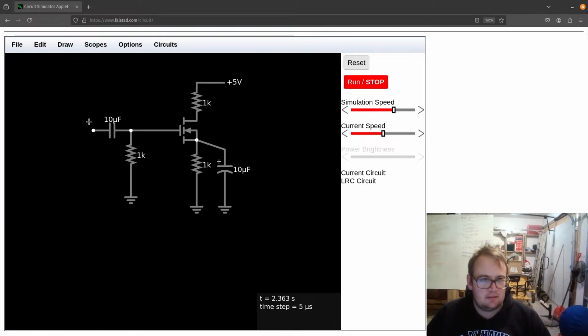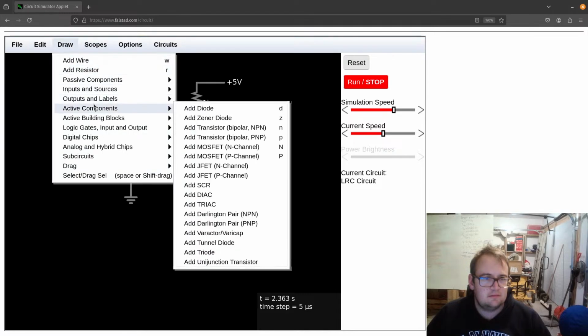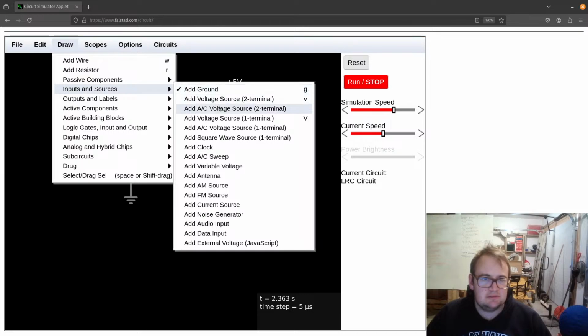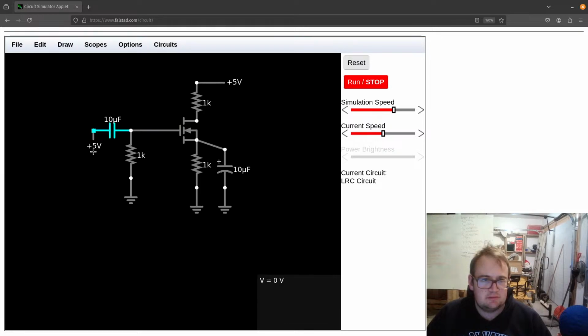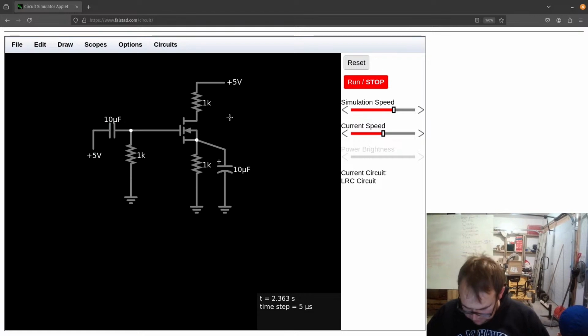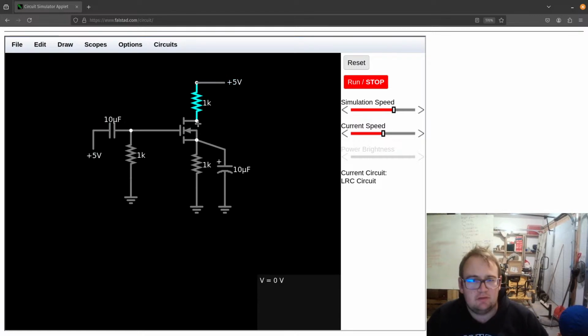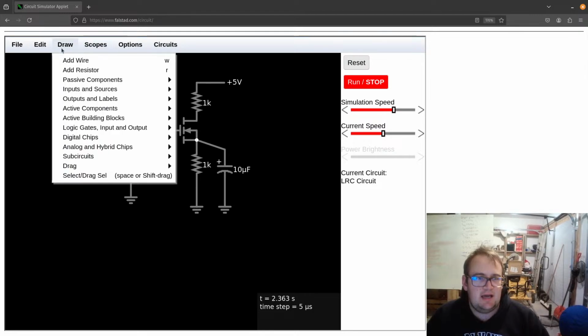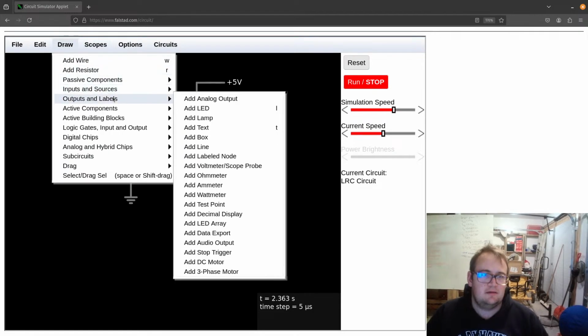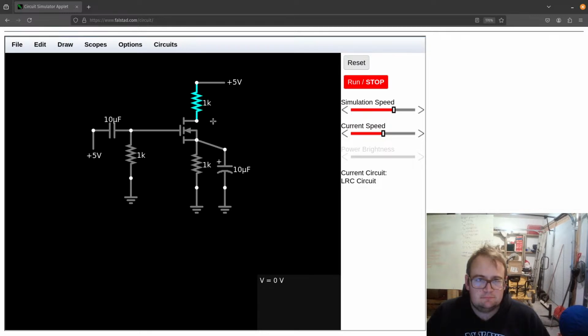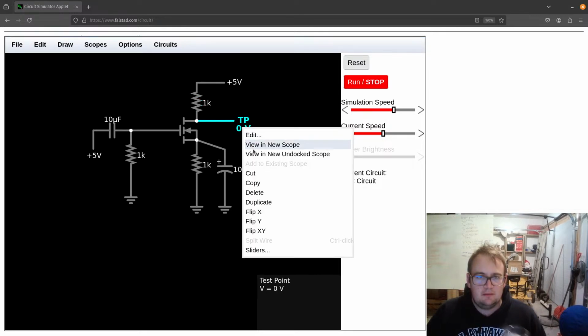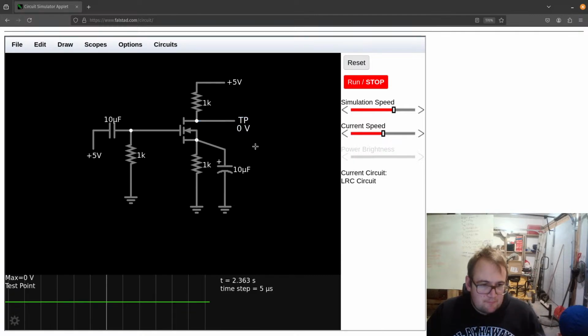So now we got the grounds in. Let's draw some sources. Voltage source, two terminal. Then where does it say is the out right here? So let's add an output and label. We'll add a test point. We've put the view scope here.